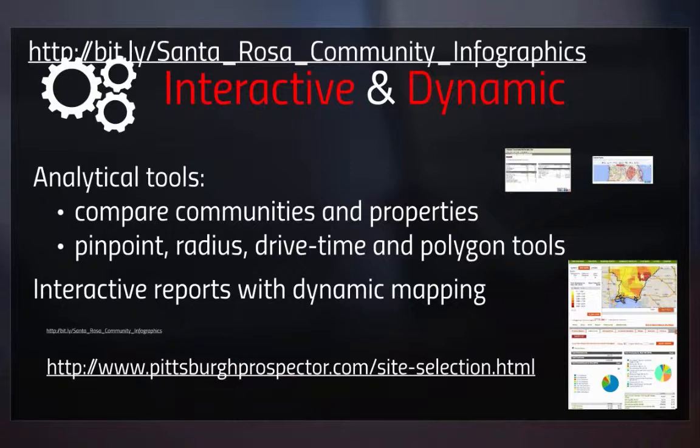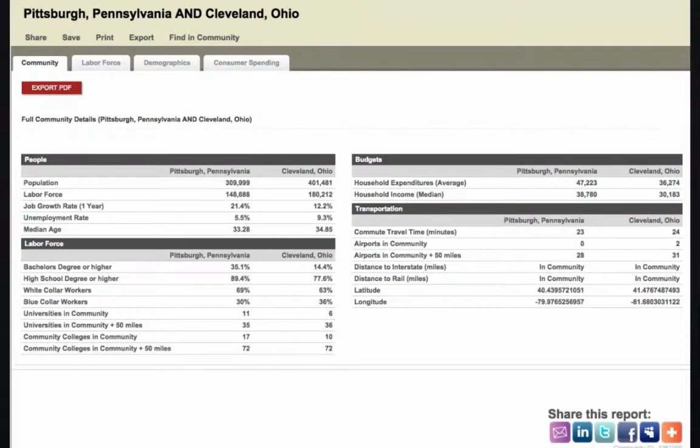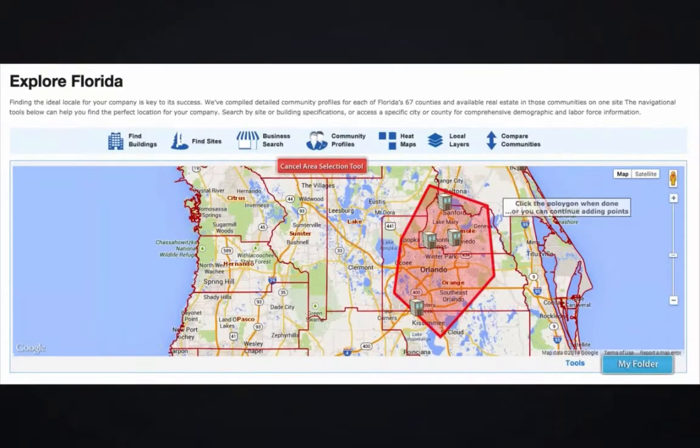So being able to compare communities, things like pinpoint tool, radius, drive time, polygon tools, the interactive reports with dynamic mapping, all of that lets people drill down so that you can look a little bit further within the data itself. An example here of the polygon tool, so that you can draw it, pick what it is that you were looking for specifically within that one place.